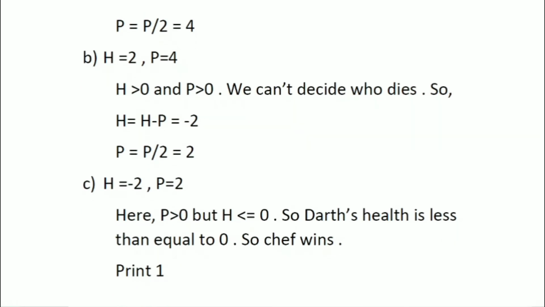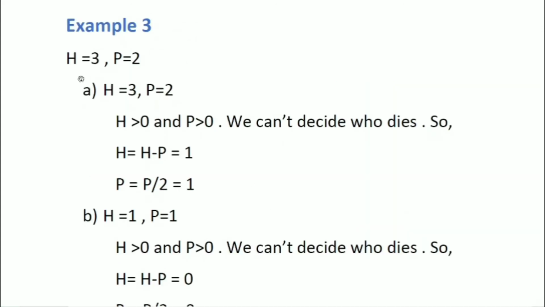Now let us understand this problem with another example. Here we have considered the value of h as 3 and the value of power as 2. Since both the values are positive, we will do a process, that is we will subtract p from h. So here h will be 1 and power will be 2 divided by 2, that is 1.